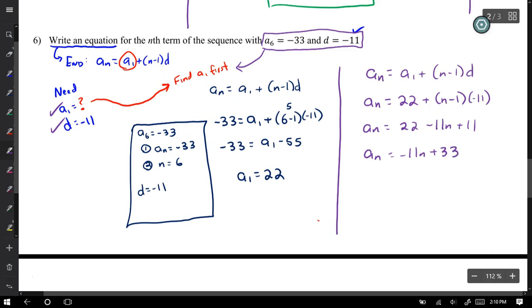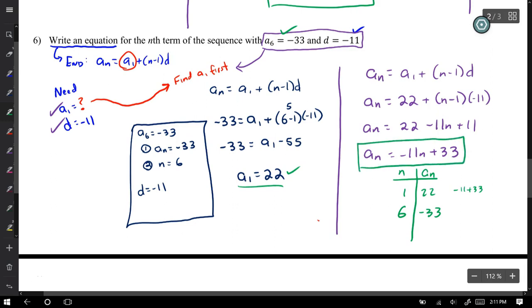So let's see if this works. We'll just make our table, just plug in some n's, and see what our output is. I'm just going to start with 6 because I know what it should be. So if I plug in 6, I'm going to get negative 66 plus 33 is negative 33, so that's good. I'm also going to plug in 1 because I should know what the first term is. So I plug in 1, I get negative 11 plus 33, it is 22, so that one works. And if I want, I can plug in a couple others, but I think this is good. I think it's right, so I'm going to box it, and I'm set.